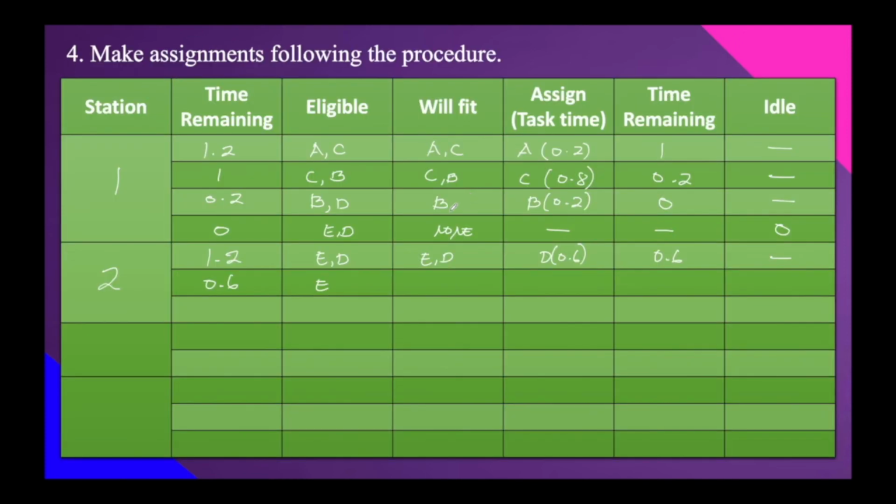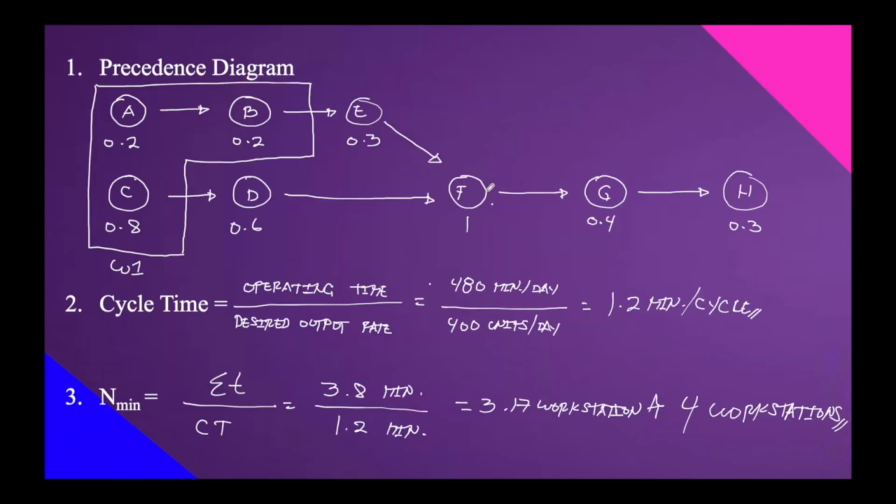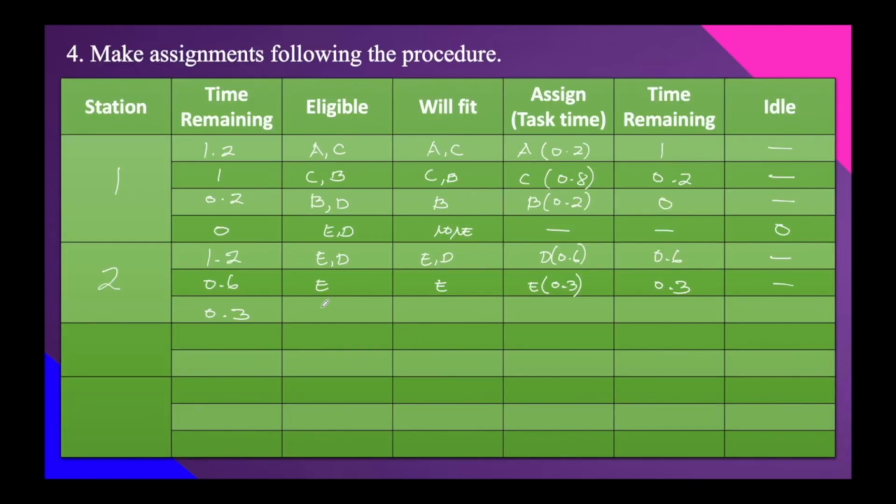So, ang ating mag-fit is si E, which is letter E, 0.3. 0.6 minus 0.3, that is 0.3. We don't have any idle dahil di pa tayo tapos. So, 0.3 tayo dito. Eligible, pwede si F. Actually, pwede si F, pero 1 minute siya. Eligible siya, pero hindi natin siya i-assign. Hindi siya mag-fit. No? So, inanan natin yan.